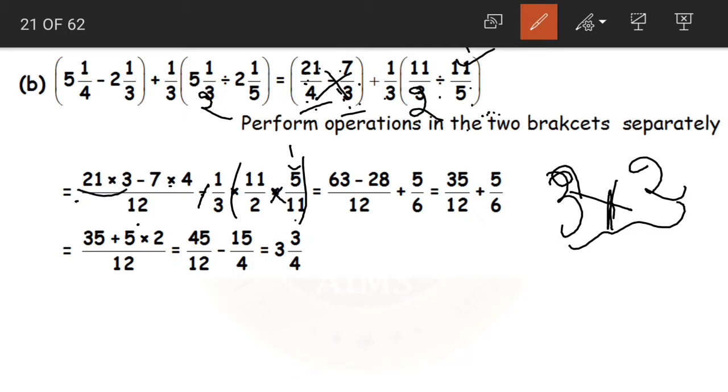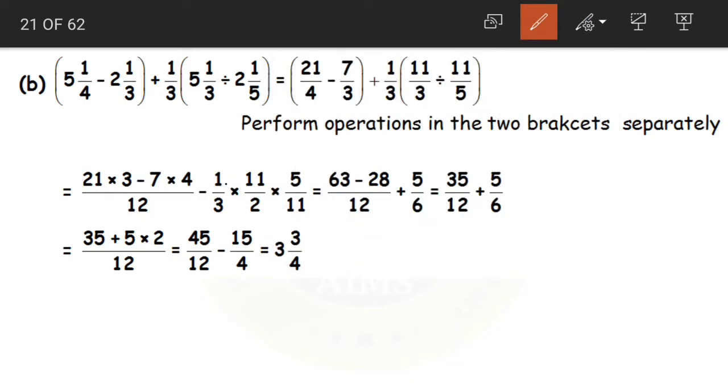Now moving on. 21 into 3 becomes 63, minus 7 4s are 28, divided by the denominator 12, plus, now look here, 1 by 3 into 11 by 2 into 5 by 11. 11 and 11 get cancelled here. Now in the numerator we are left with 1 5s are 5, and in the denominator we are left with 3 2s are 6. Now 63 minus 28 becomes 35. So 35 by 12 plus 5 by 6.